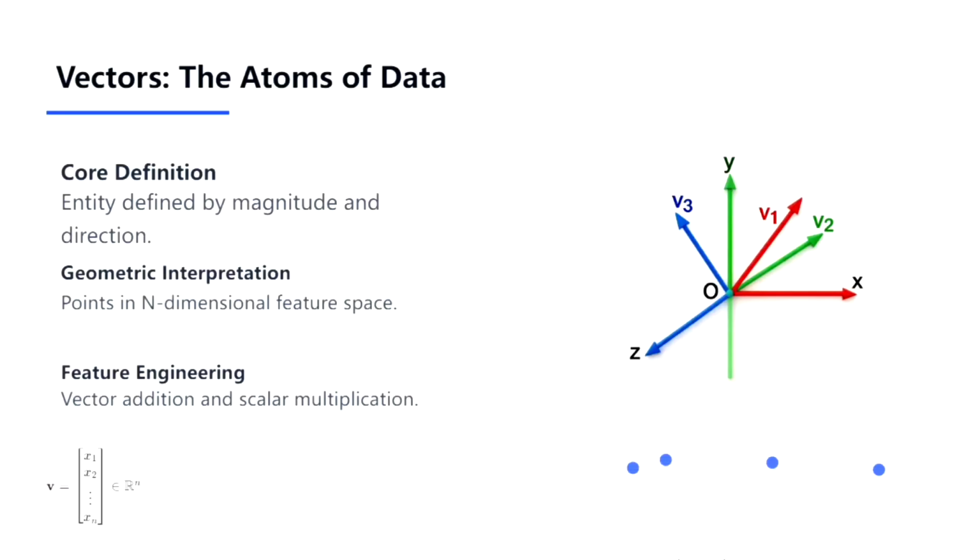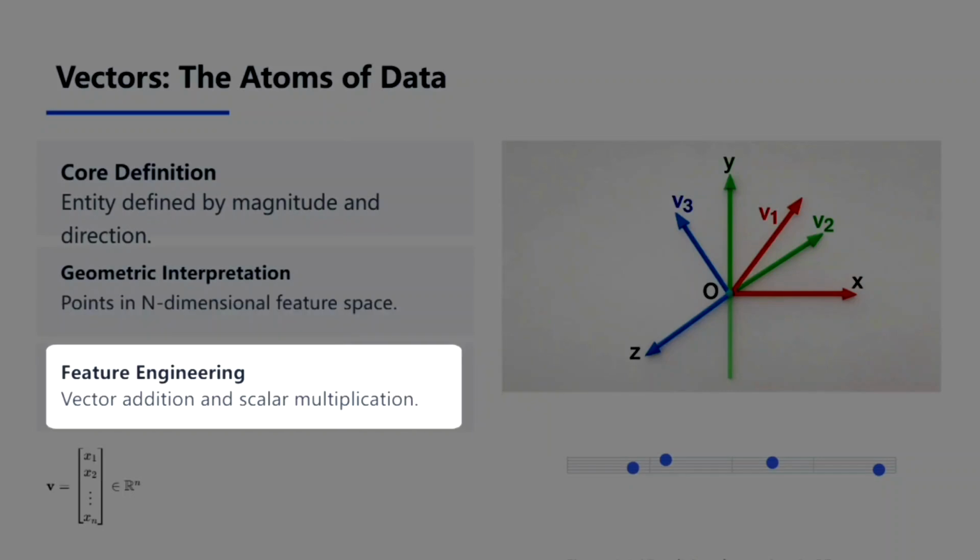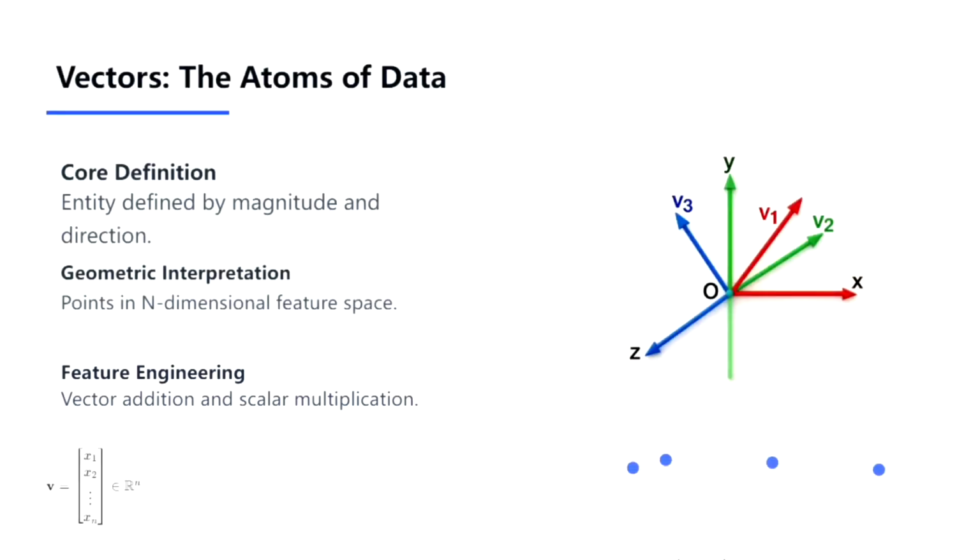Finally, we have the practical application, feature engineering. By using vector addition and scalar multiplication, we can transform, scale, and combine raw data into meaningful inputs for our models. Now that we've seen the atoms, let's see what happens when we stack them together into matrices.